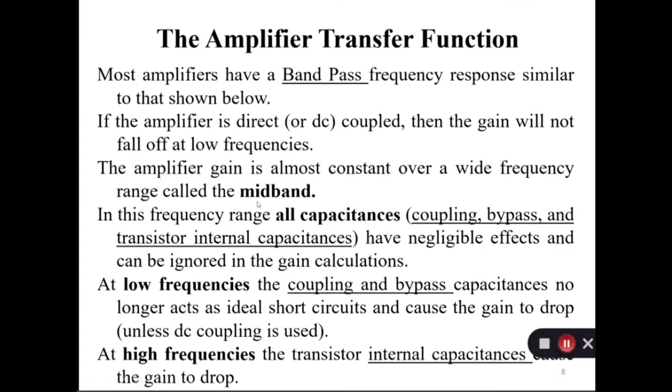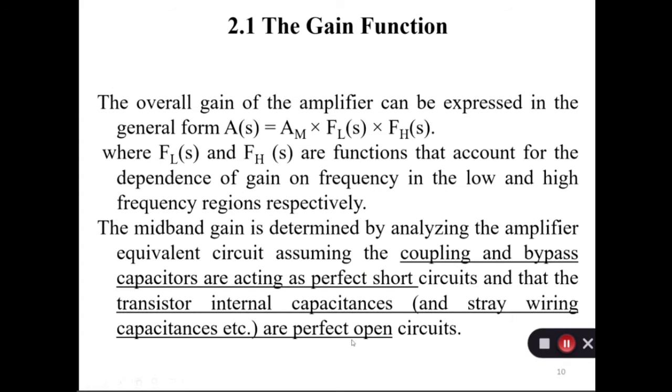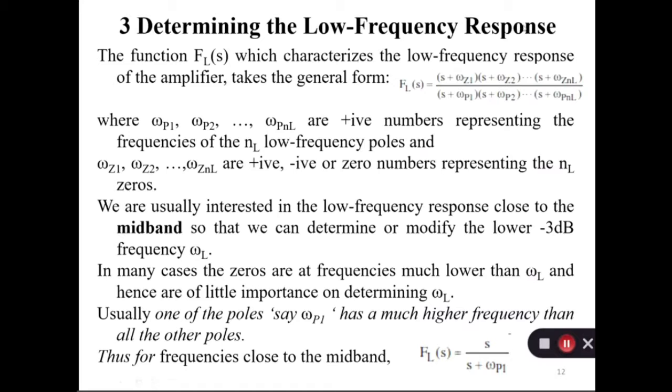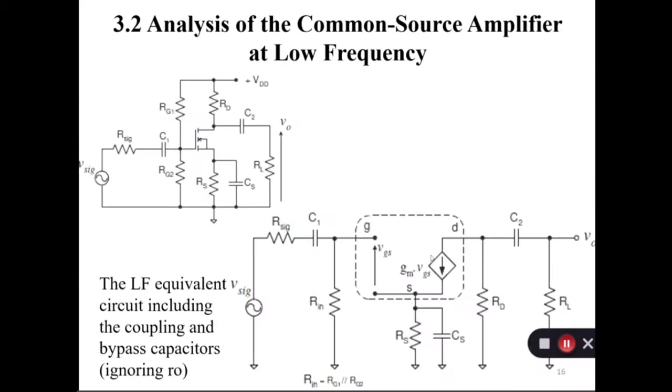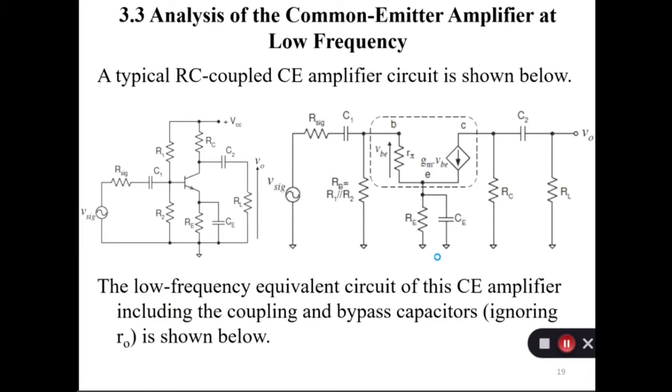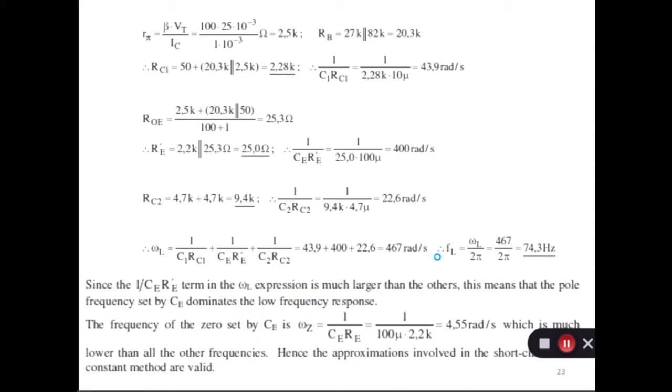In which we have discussed the mid band, and then low frequency and high frequency. This one is the mid band, this one is the low frequency, this one is the high frequency. To calculate the low frequency, we followed these stages and got some formulas. Then we solved the MOSFET and BJT, found the frequency, and solved the numerical. So up to here is the low frequency response.